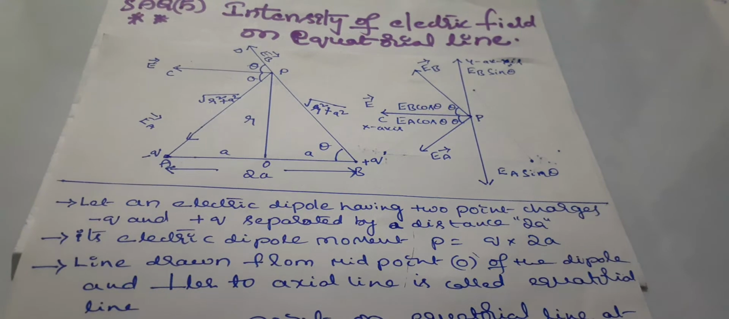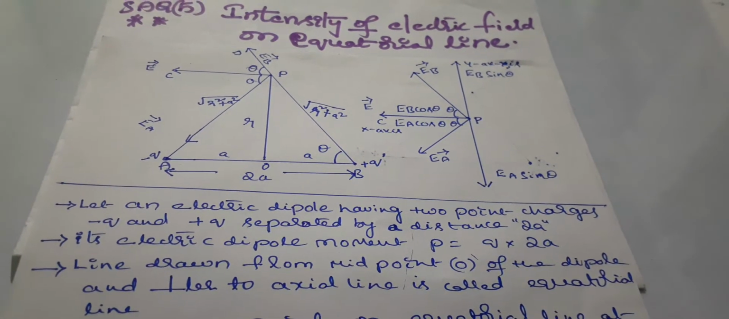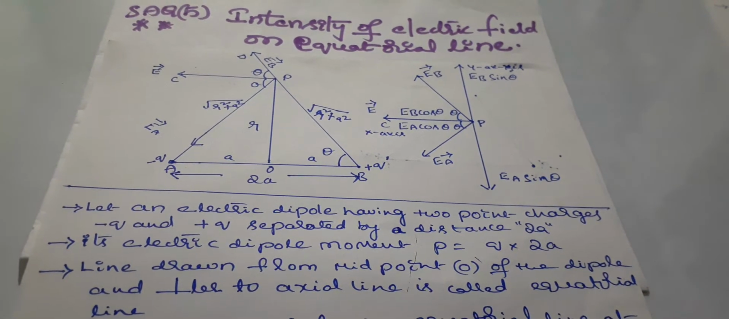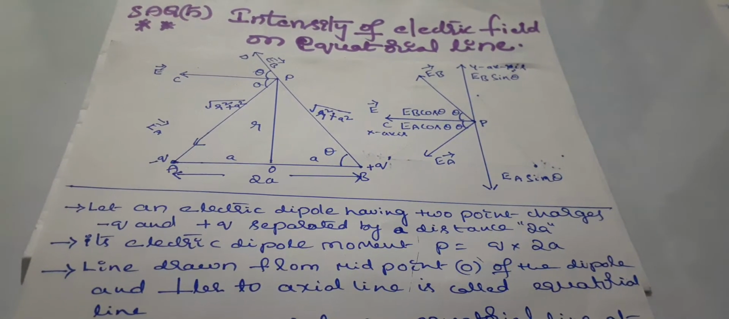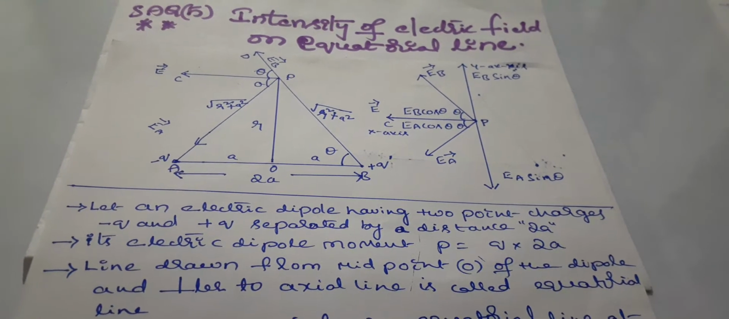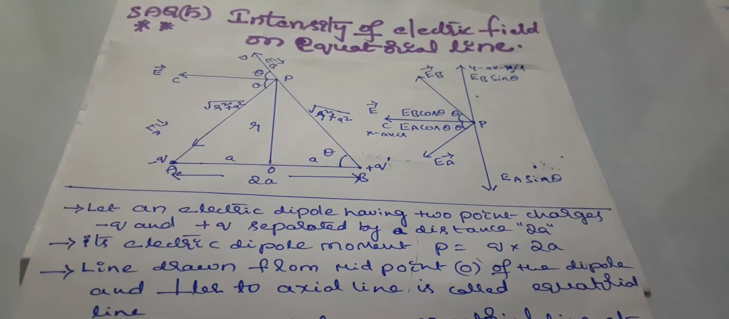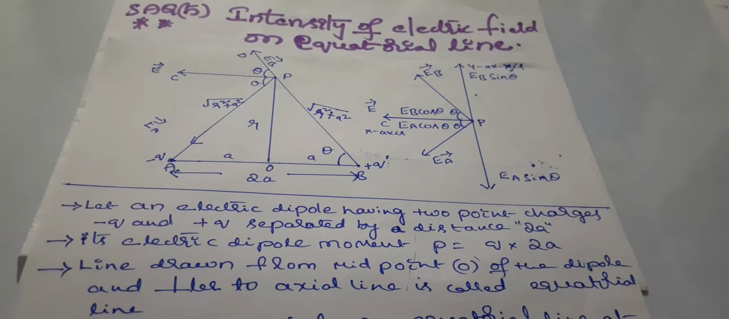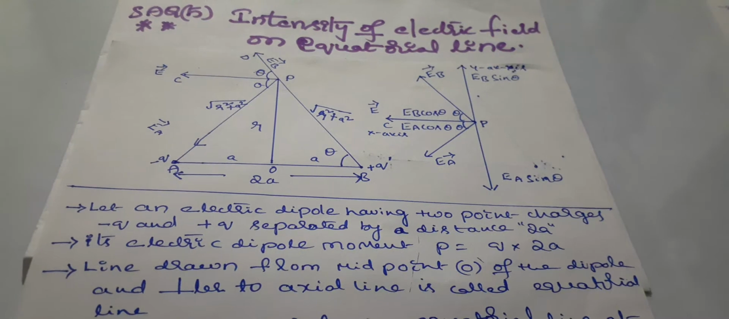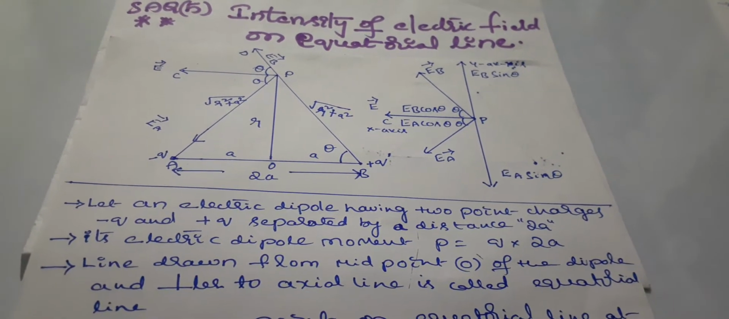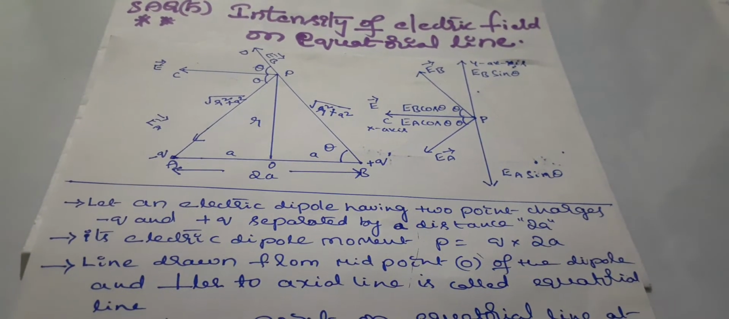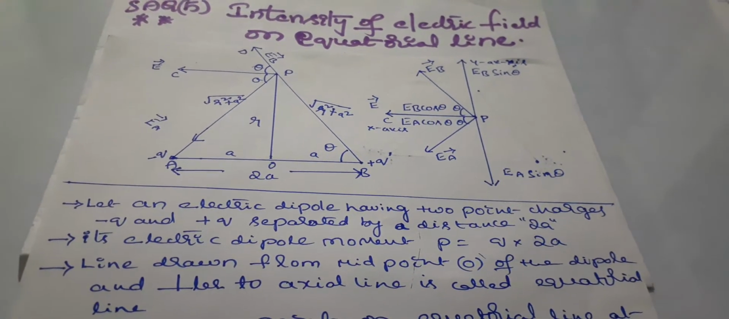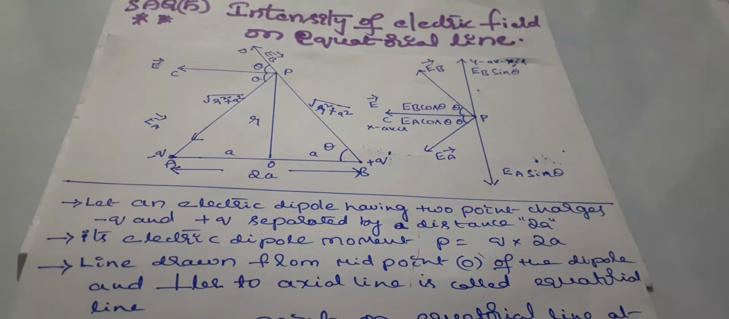So you can see from the midpoint O a perpendicular line, that is, perpendicular to the axial line, is drawn. You can see the line joining minus q and plus q and from the midpoint O, both are perpendicular. So the line which is drawn perpendicular to the axial line is called the equatorial line. So you can see in the figure, OP is an equatorial line.